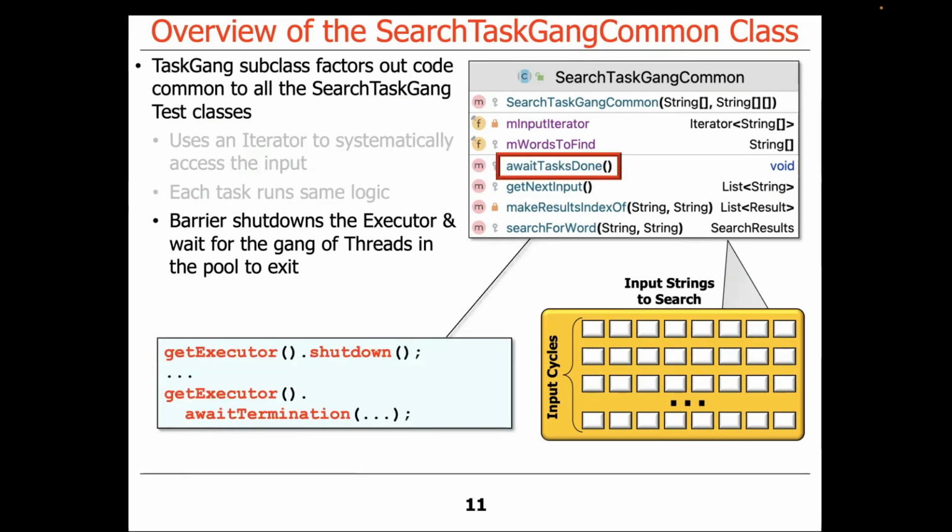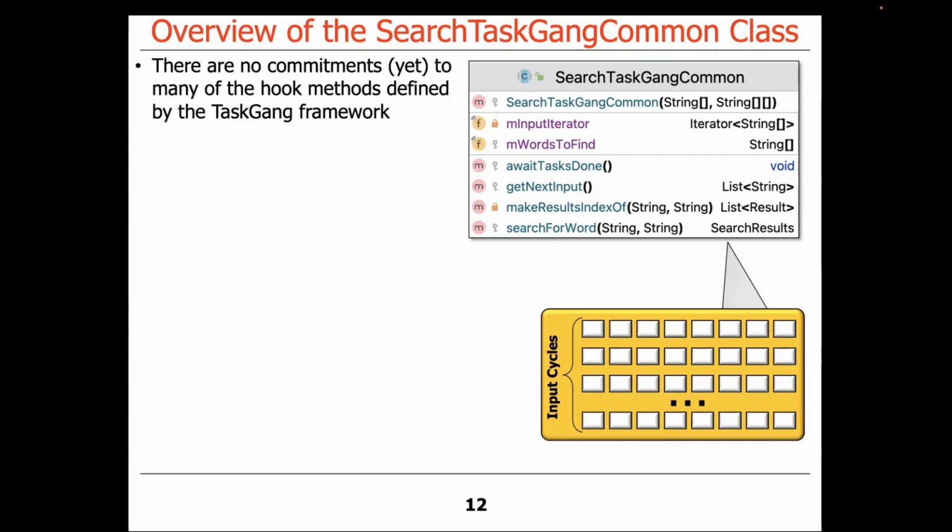Now, the await task done hook method shuts down the executor and then waits for the gang of threads in the pool to exit. And you can see it does this by calling the shutdown method on the executor and then calling the await termination method, which will wait for all the threads to shut down. So it's trying to do a clean shutdown. There are no commitments yet to the other hook methods that are defined by the TaskGang framework, aside from get next input and await task done. The other things are left as stuff that will take place later.